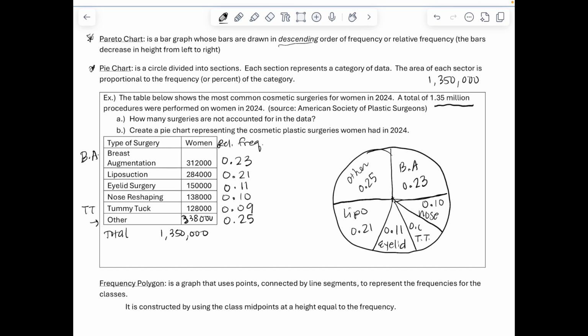And this is 0.09. If you added up all these percents, or decimals in our case, you should get 1, which is what you would like. The only thing that we have is that there's no axes here, but you do need to give this graph a title. And so this is 2024 plastic surgeries on women. So this is our pie chart.